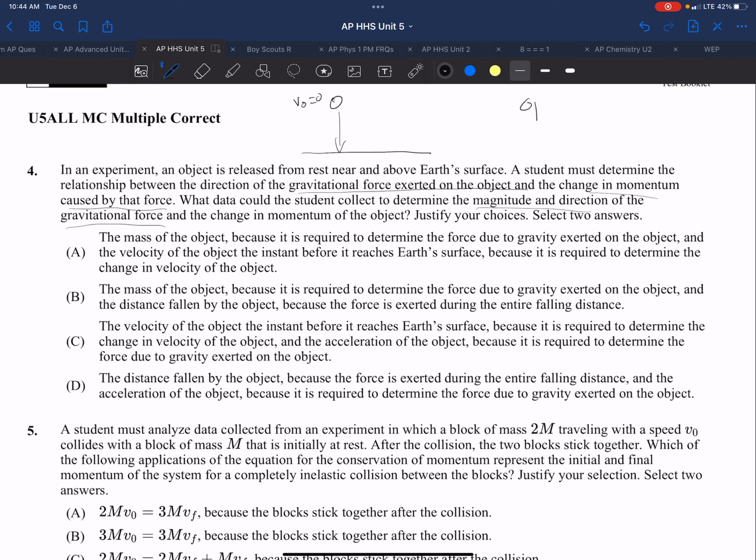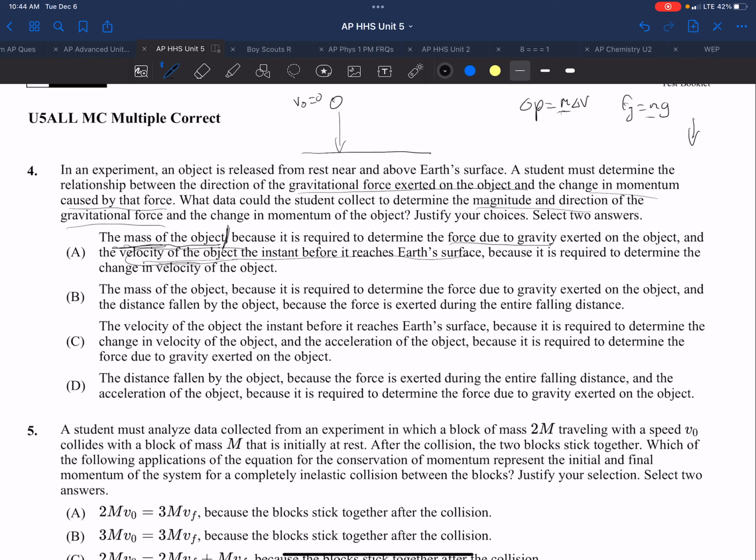So the change in momentum is delta P equals m delta V. And if we want to know the magnitude of the gravitational force, we need F equals mg. And we know the direction is downward all the time. So the mass of the object, that is definitely true. We definitely need the mass of the object both for the change in momentum and the force of gravity. So, the force due to gravity and the velocity of the object the instant before it hits the surface.